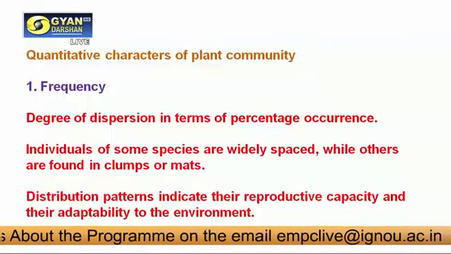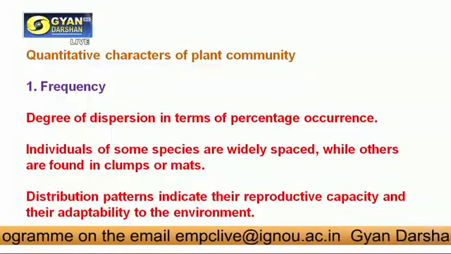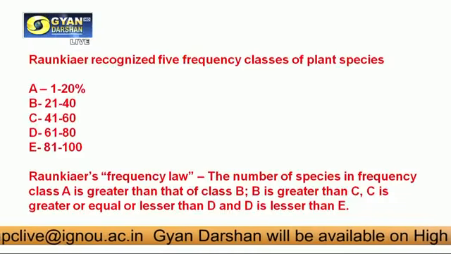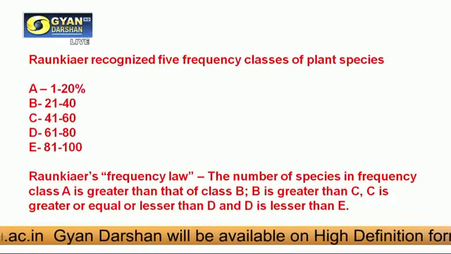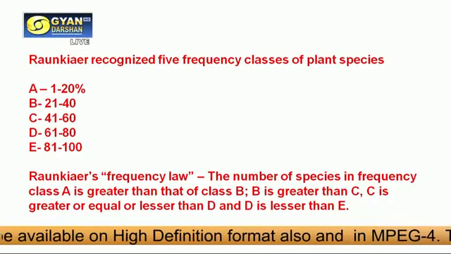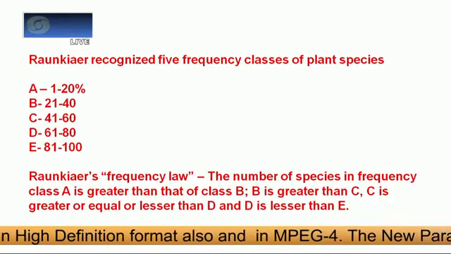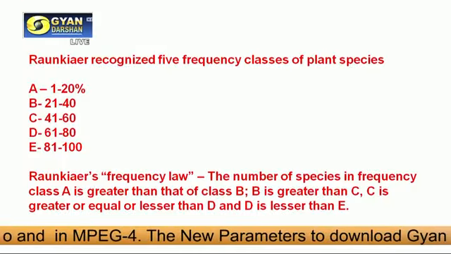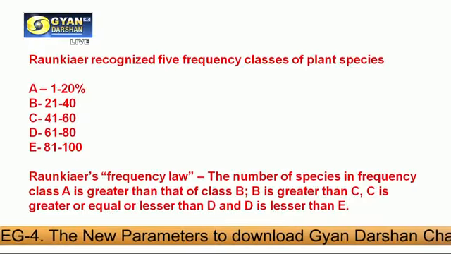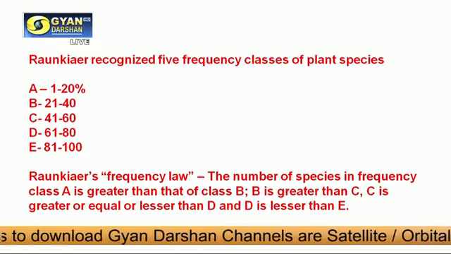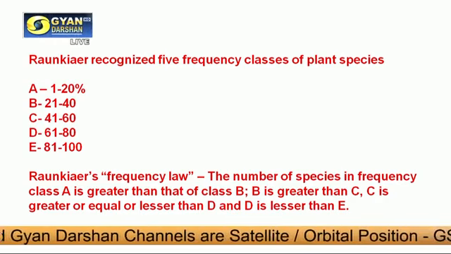Distribution patterns indicate their reproductive capacity and their adaptability to the environment. So again, Raunkiaer recognized 5 frequency classes based on low frequency and high frequency. Low frequency 1 to 20, 21 to 40, 41 to 60, 61 to 80, 81 to 100. Accordingly, he has given 5 categories, that is A, B, C, D and E, based on the percentage of frequency.